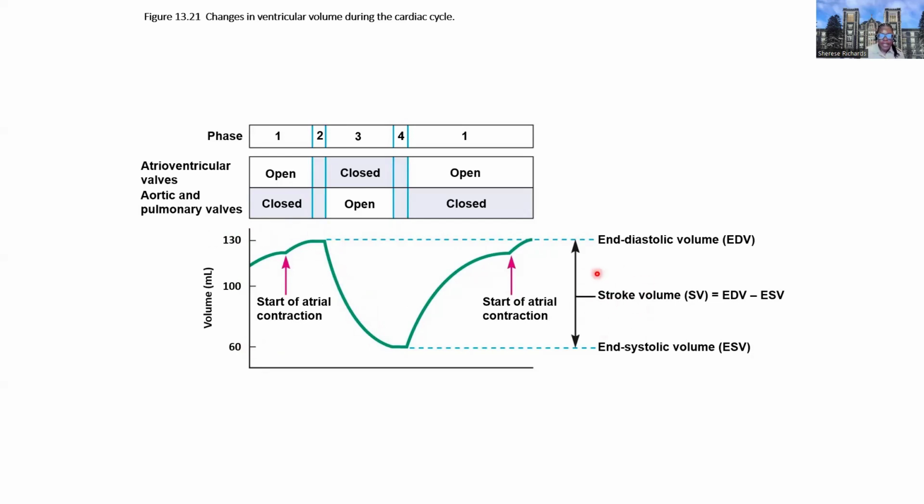All right. And then the ejection fraction is the percentage of the end diastolic volume that the stroke volume happens to be, right? 70 divided by 130.